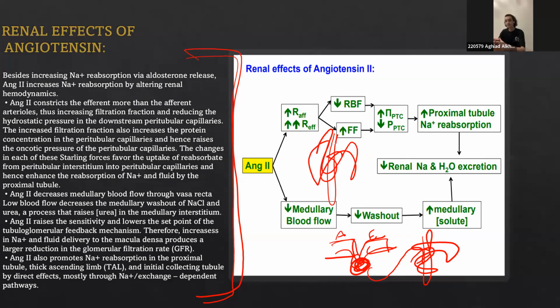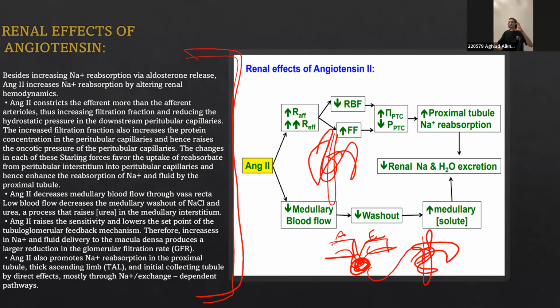So when the hydrostatic pressure decreases and the oncotic pressure increases, water goes towards these tubules and is retained, as you can read here. So the increased filtration fraction also increases the protein concentration in the peritubular capillaries because proteins are not filtered, and hence increases the oncotic pressure of the peritubular capillaries. Now the changes in each of these Starling forces favor the uptake of reabsorbate from the peritubular interstitium into the peritubular capillaries, and hence enhance the reabsorption of sodium and fluid by the proximal tubule.